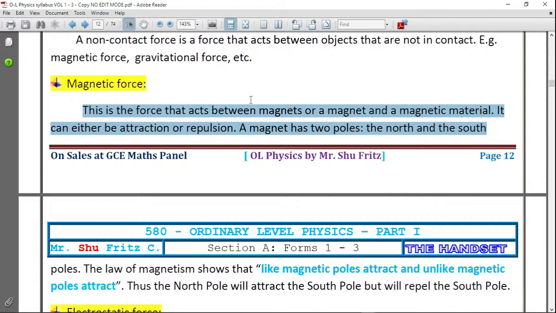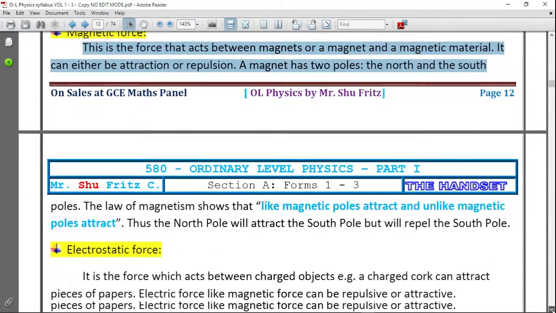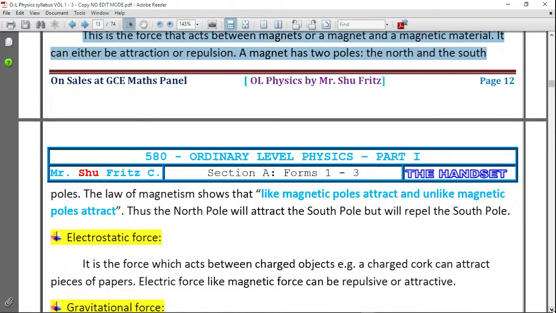Then you can use a magnet to determine which of these two is the magnetic material. When you bring the north pole of a magnet to the north pole of the other magnet, they will repel. But if the other object is just a magnetic material, bringing it to any side of the magnet, only attraction will occur. We will see this again in part 2.